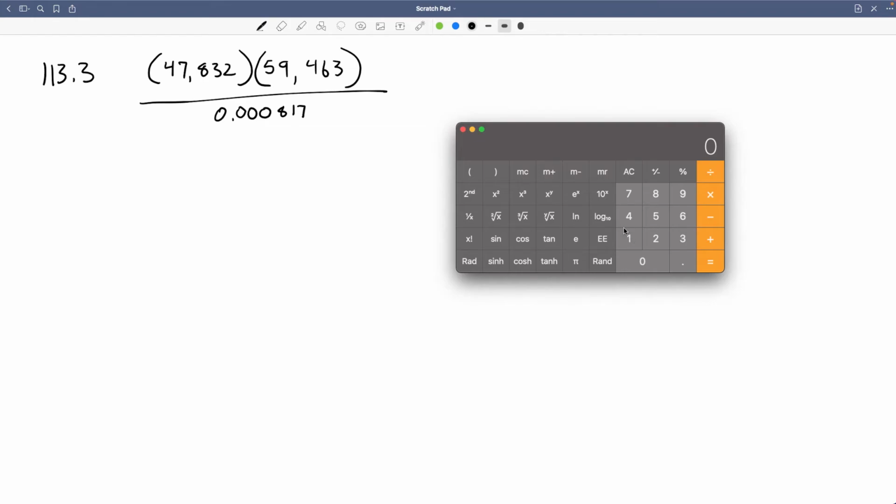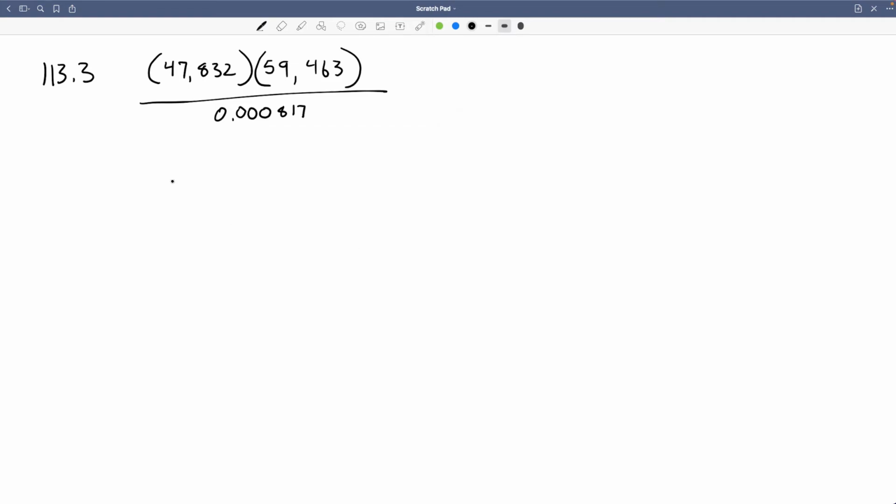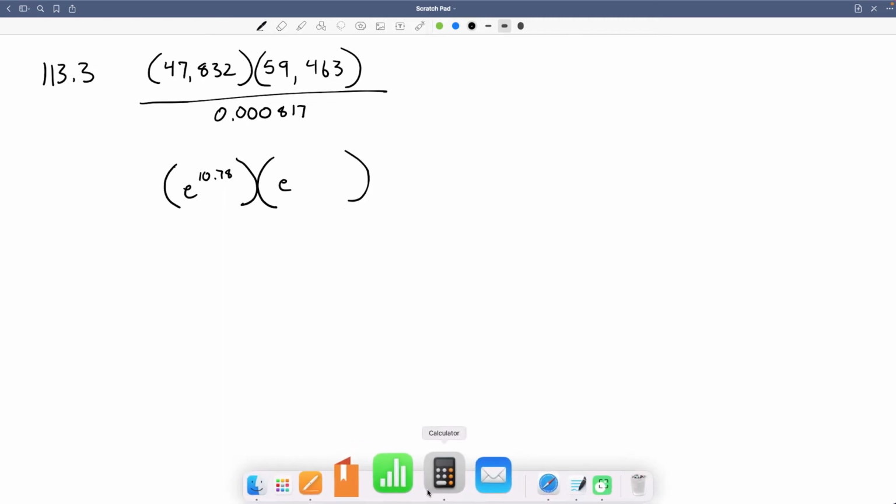Let's use base e logarithms to simplify. So we'll use the LN key on the calculator. So 4, 7, 8, 3, 2, and we'll use this LN key. That's going to be 10.78. We'll round that to 2 decimal places. So this is e to the 10.78. We'll find that value in just a minute.